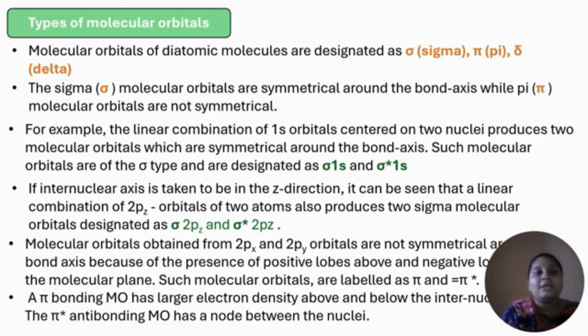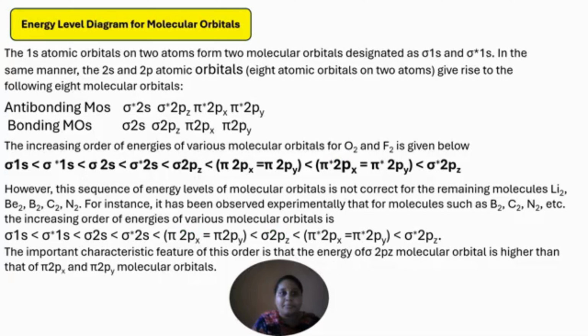From 2px and 2py, they are not symmetrical because of the presence of positive and negative lobes on the molecular plane, so they are labeled as pi and pi star. If it is symmetrical, it is sigma. If it is non-symmetrical, it is pi. Sigma bonding has a higher electron density between the nuclei, whereas the pi star has a node between the nuclei. The next topic is the energy level diagram.